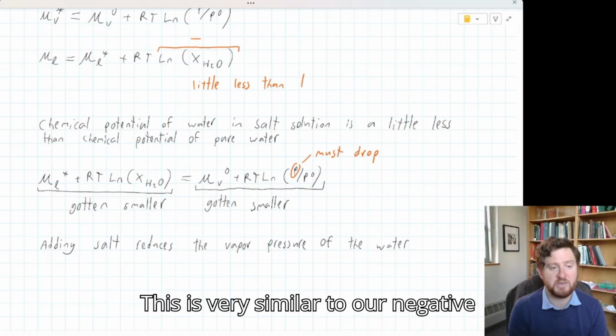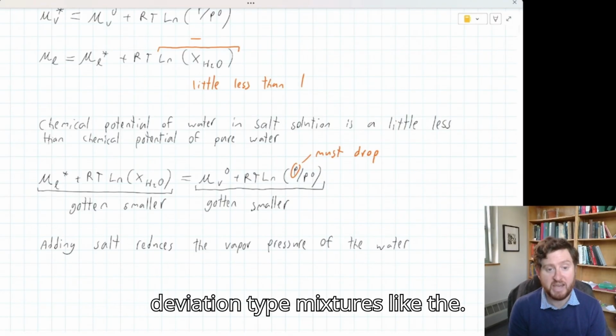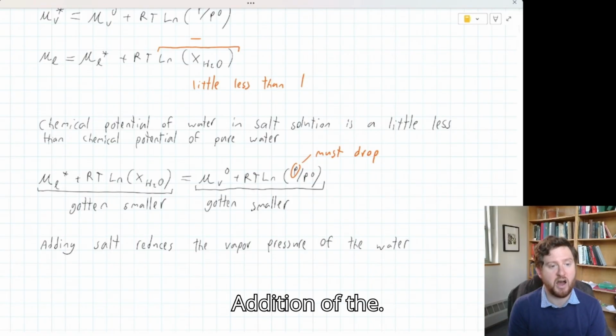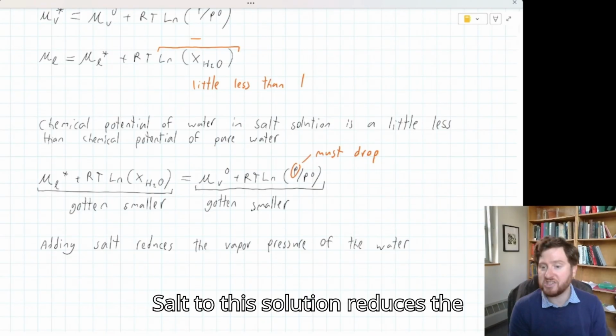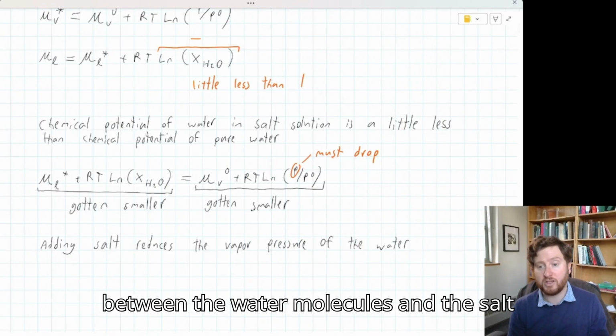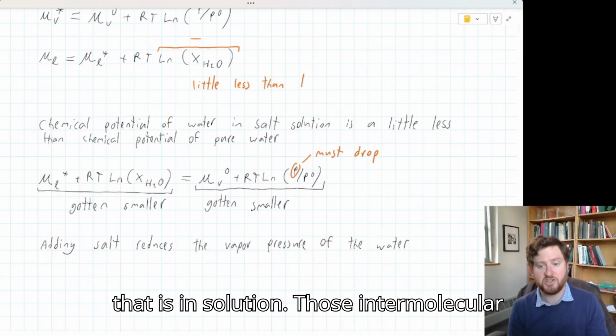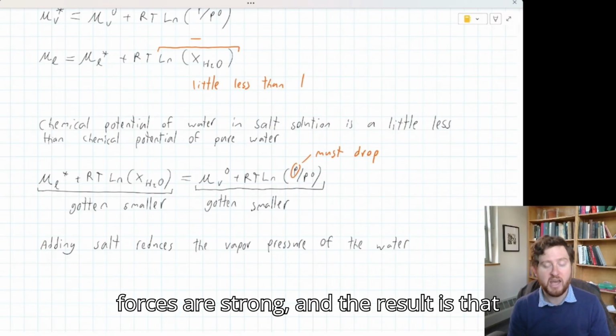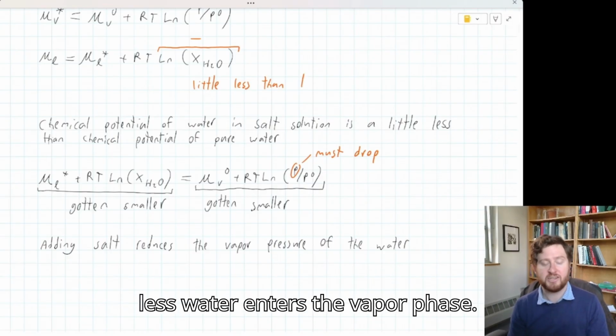This is very similar to our negative deviation type mixtures, right? The addition of the salt to the solution reduces the chemical potential. There's an attraction between the water molecules and the salt that is in solution. Those intermolecular forces are strong, and the result is that less water enters the vapor phase.